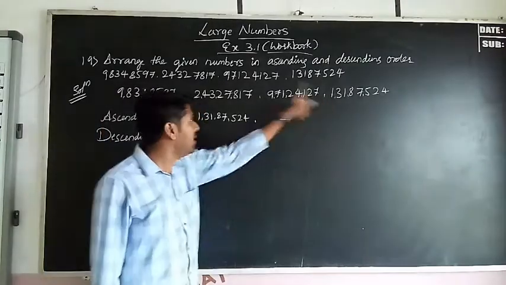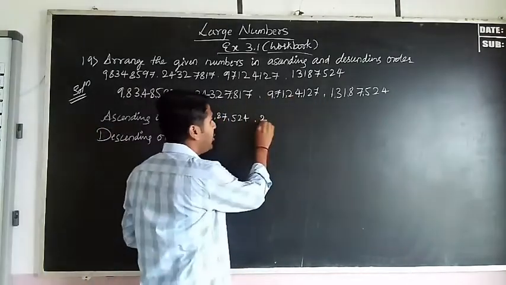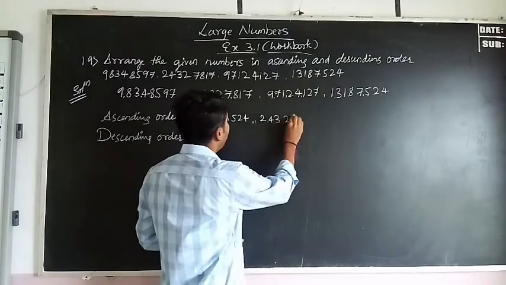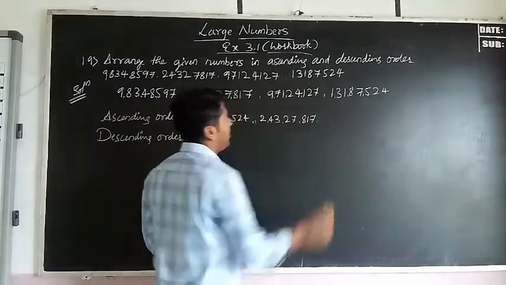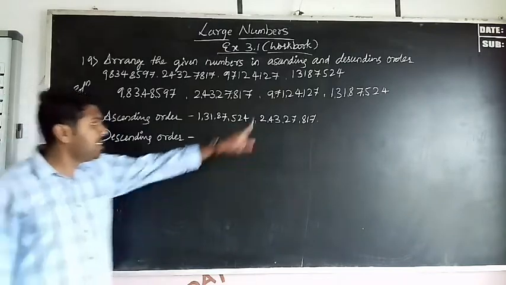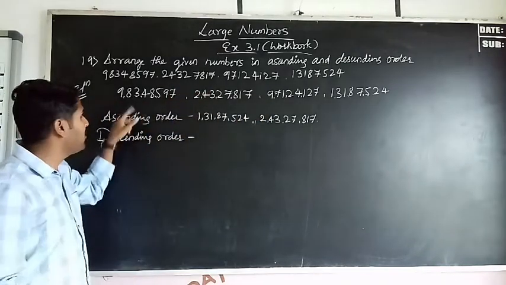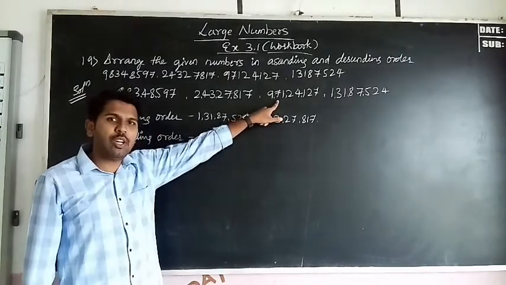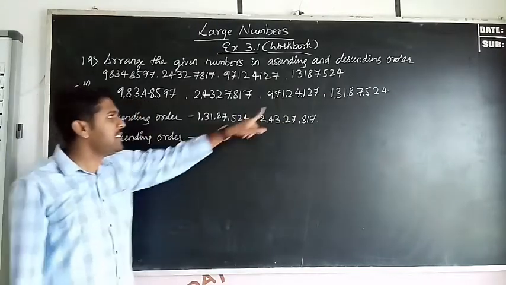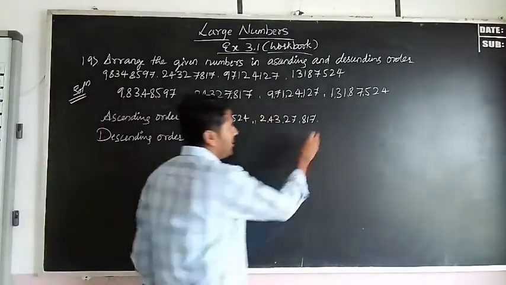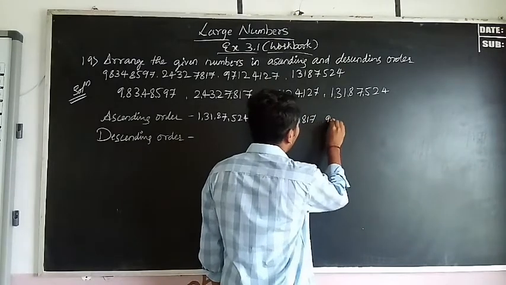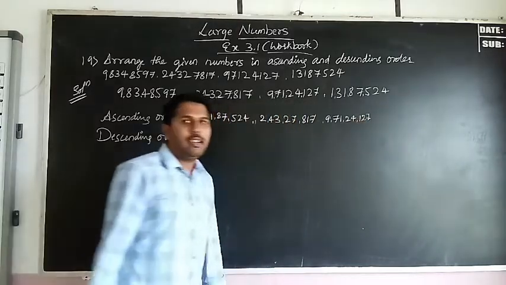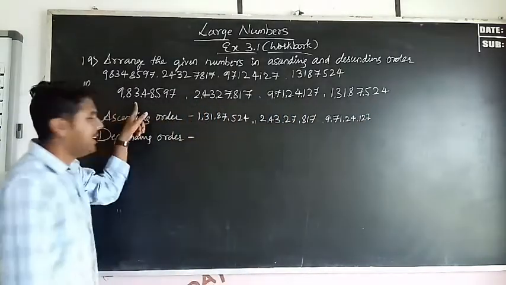Next, after that one, 2 will come. So the next number is 2 crore 43 lakh 27,870. Okay. Next, here also 9 is there. Here also 9 is there. So next, go to the next place value. Next, 10 lakh place. Here 8 is there. Here 7 is there. So which one is smaller? 7 is smaller than 8. That means the next smallest number is this one: 9 crore 71 lakh 24,127. And the last number is this one.